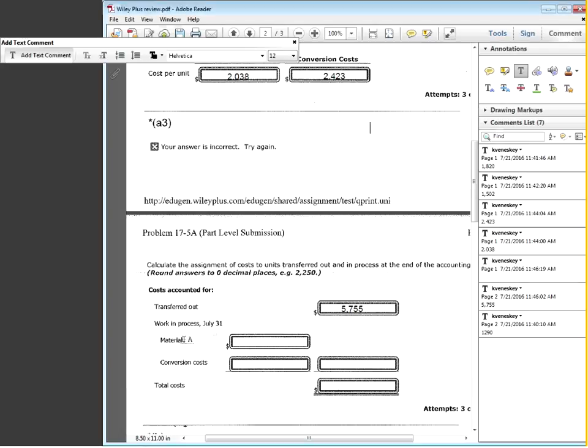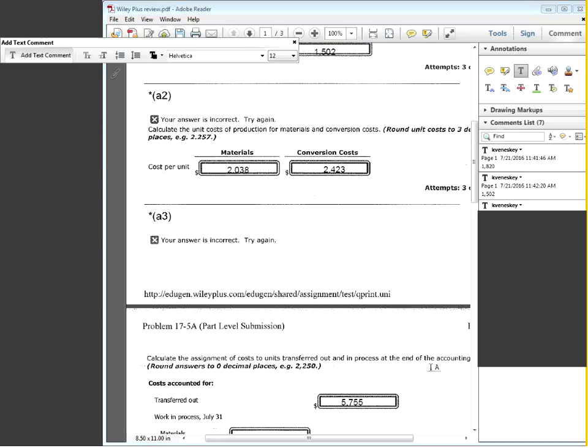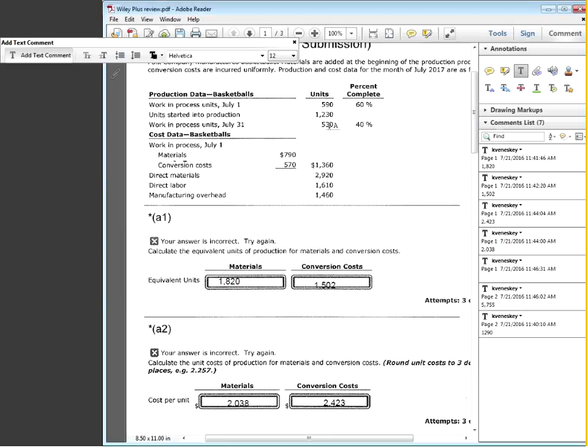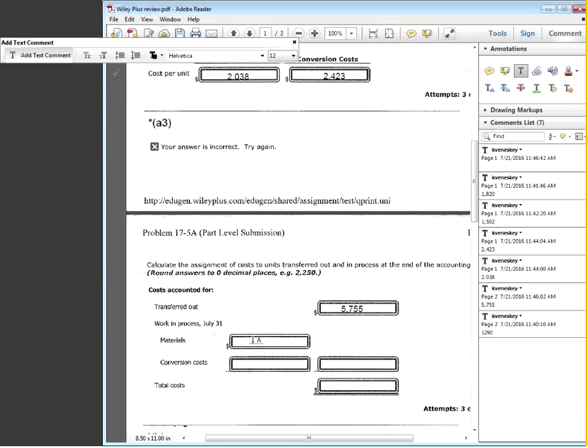We're looking at work in process for materials. Just for materials, they cost 2.038 per item. And it's telling me I have, remember I used all of my material, so 530. So that's 1,080 in materials in my work in process.